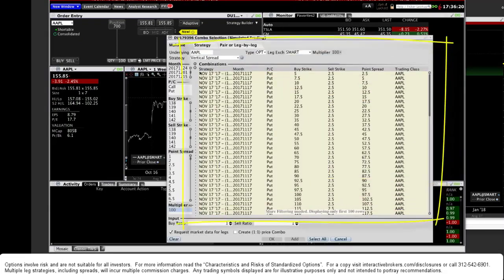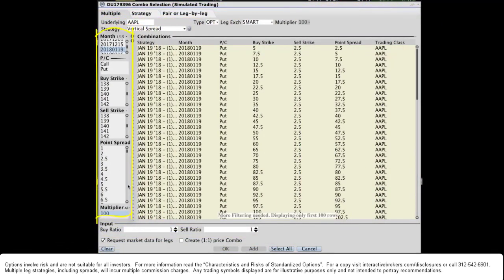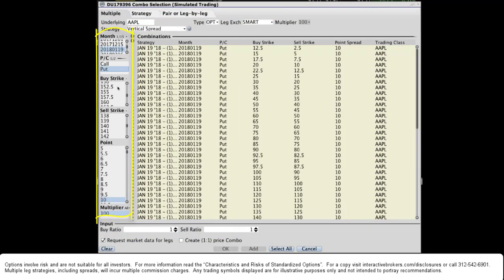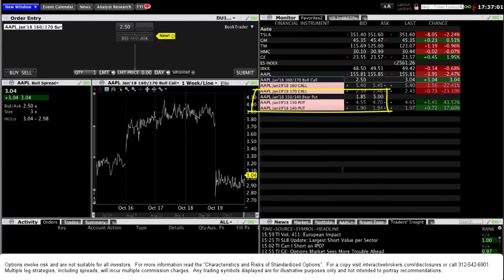Make the selections from the strategy menu and create the spread from the boxes to the left, remembering this time to select Put. When you have narrowed down the choice to the single vertical spread desired, highlight the line and click OK. The spread now appears in the watch list.